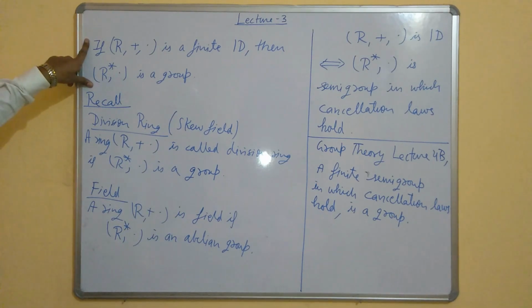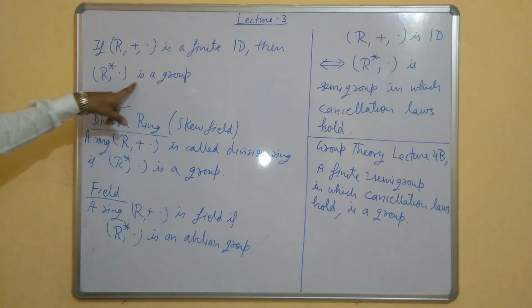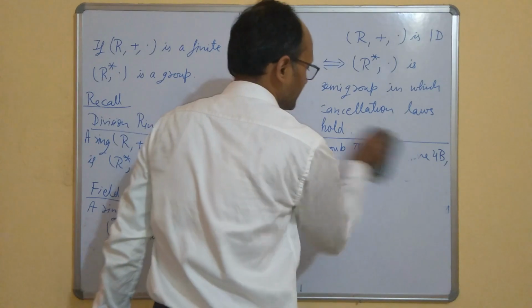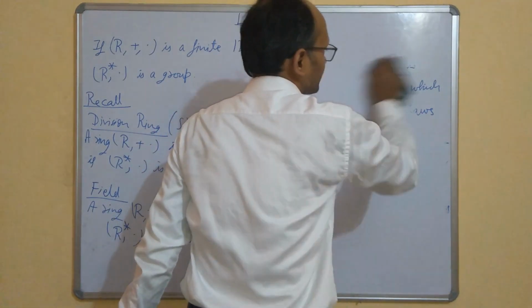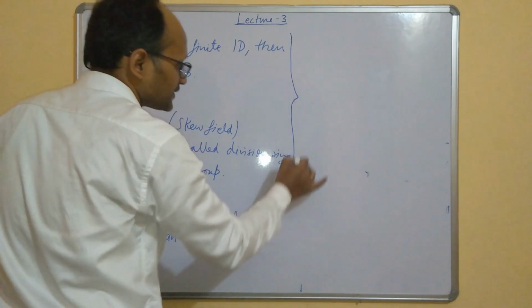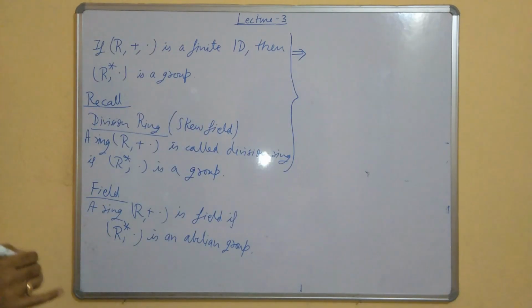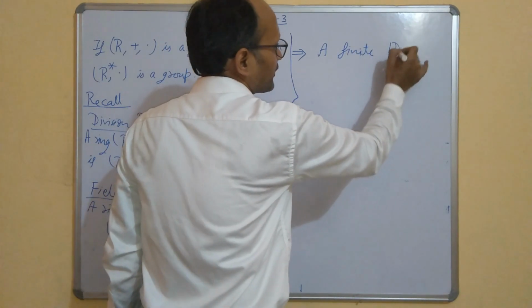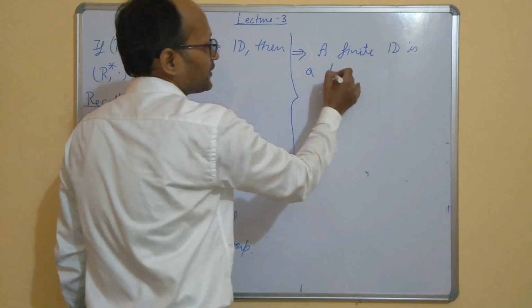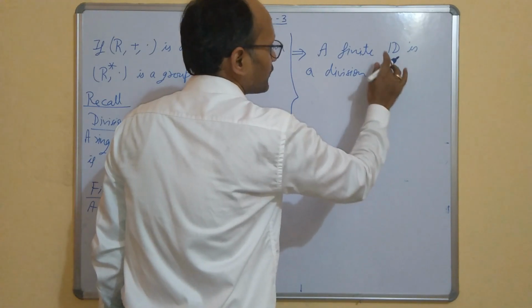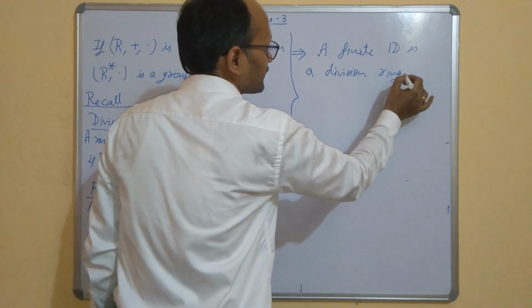Now what does this mean? For a finite integral domain, R star dot is a group. This statement simply implies that a finite integral domain is a division ring. So a finite integral domain is a division ring.